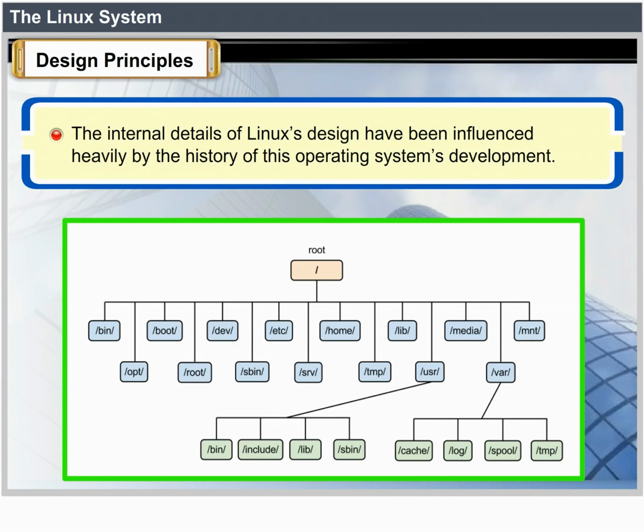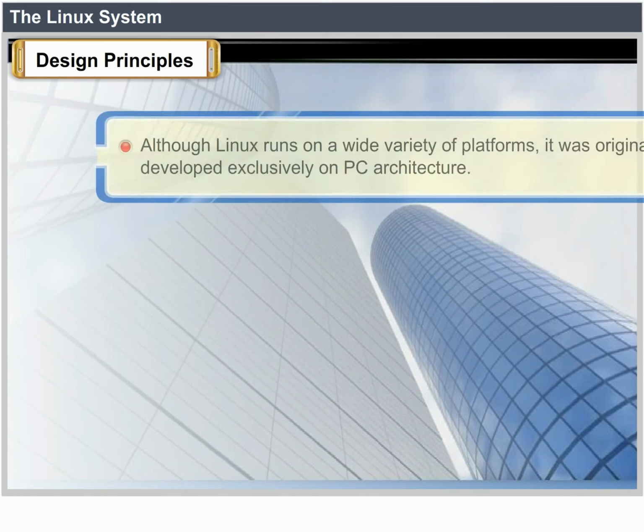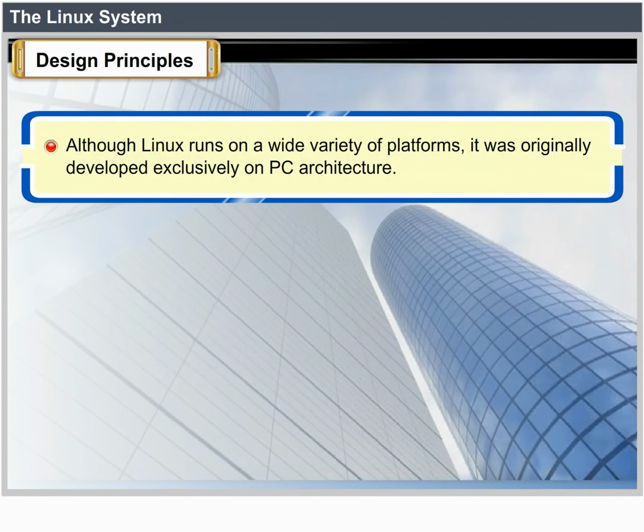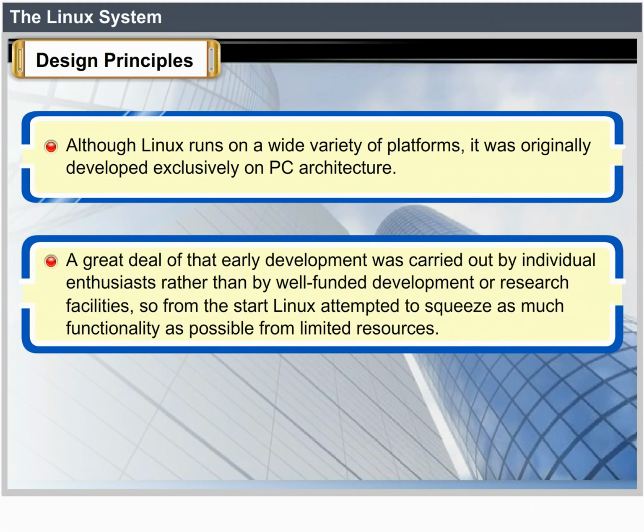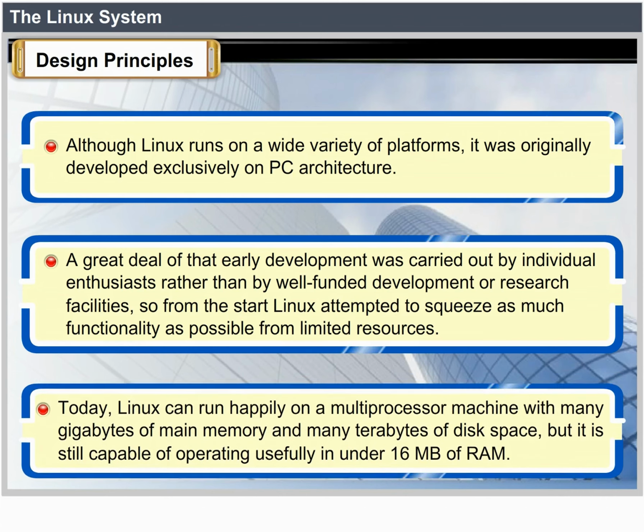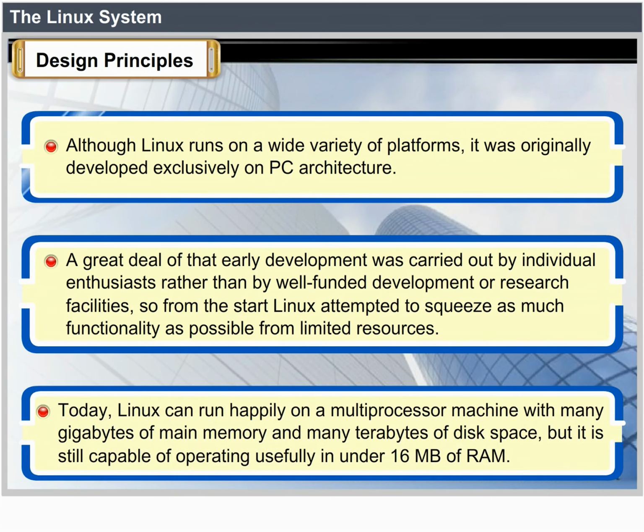The internal details of Linux's design have been influenced heavily by the history of this operating system's development. Although Linux runs on a wide variety of platforms, it was originally developed exclusively on PC architecture. A great deal of that early development was carried out by individual enthusiasts rather than by well-funded development or research facilities, so from the start Linux attempted to squeeze as much functionality as possible from limited resources. Today, Linux can run happily on a multiprocessor machine with many gigabytes of main memory and many terabytes of disk space, but it is still capable of operating usefully in under 16 MB of RAM.